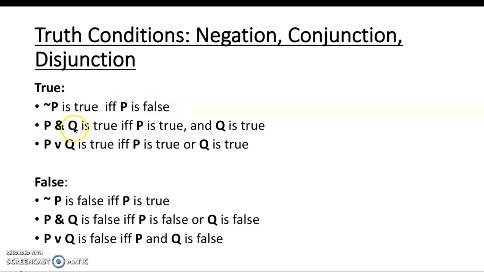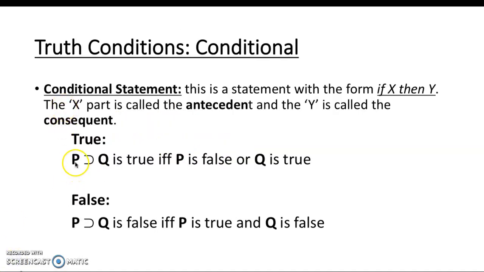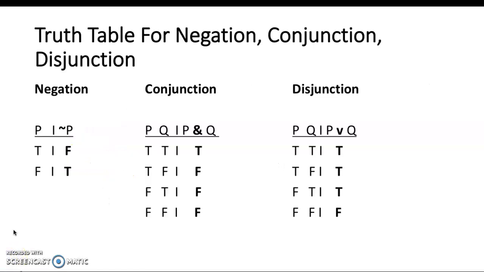P and Q is true under the conditions that P is true, and in addition to that, Q is true. P or Q is true whenever P is true or Q is true, and if P then Q is true under the conditions that either P is false or Q is true. We can represent those truth conditions with the following truth tables.